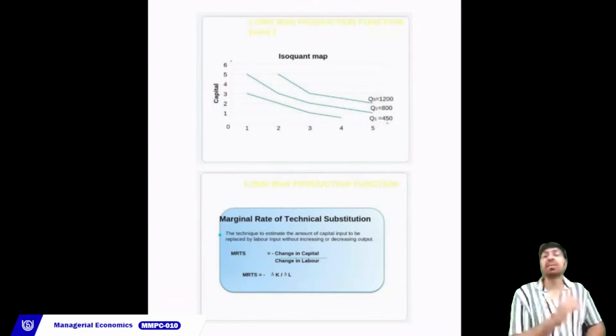But when these curves are convex to the origin, it always shows a declining or a constant downward slope, which is convex to the origin.